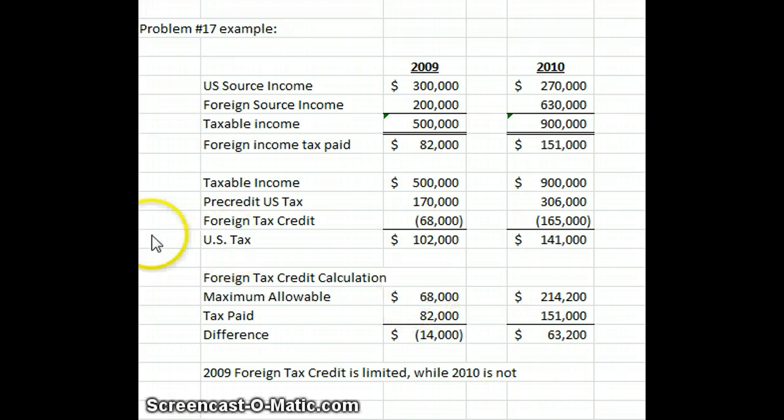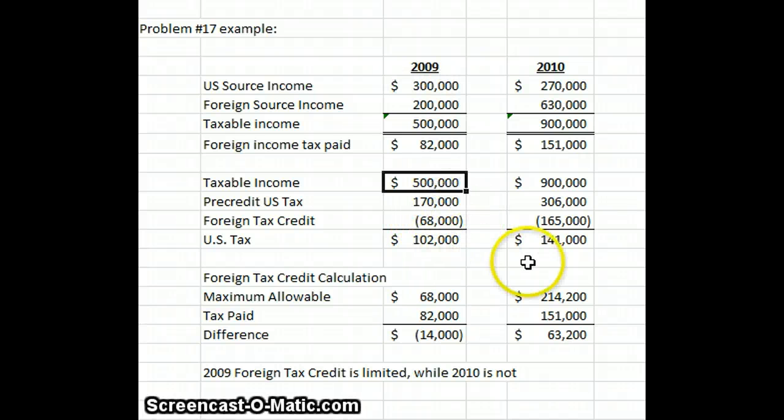U.S. source income of $300,000, foreign source income of $200,000, total taxable income of $500,000, and foreign income tax paid of $82,000. And for 2010, we have $270,000 of U.S. income, $630,000 of foreign income, and $900,000 of taxable income total. We paid foreign income tax of $151,000. So we want to compute our U.S. income tax for both years.